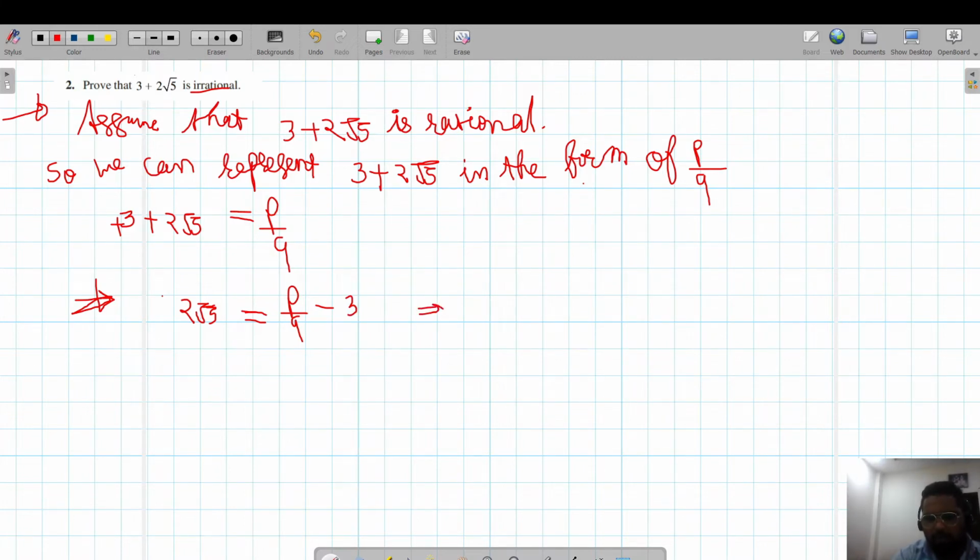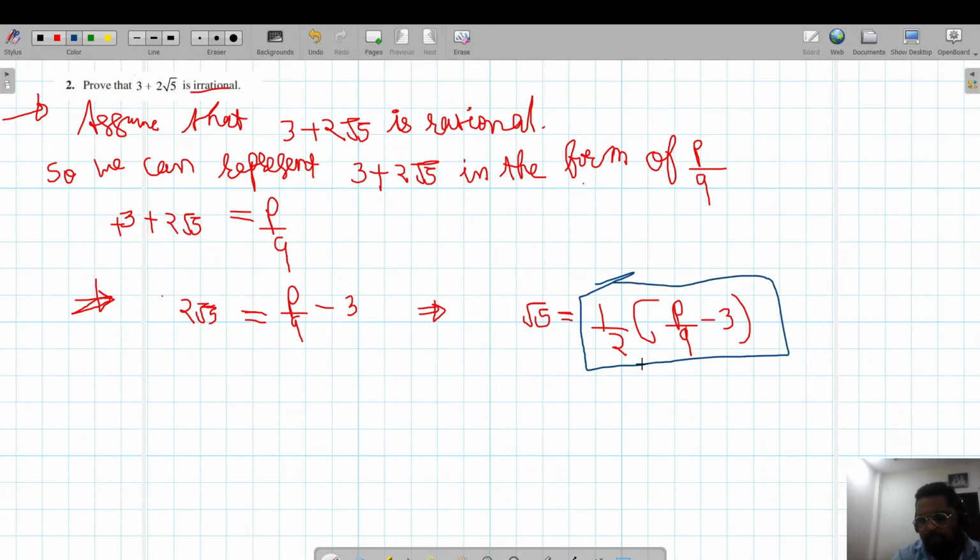In my next step, I am taking this 2 to the right hand side. So I can write 1 upon 2 into p upon q minus 3. I can write it like this. If I solve this right hand side, I will get a rational number. Why will I get a rational number?